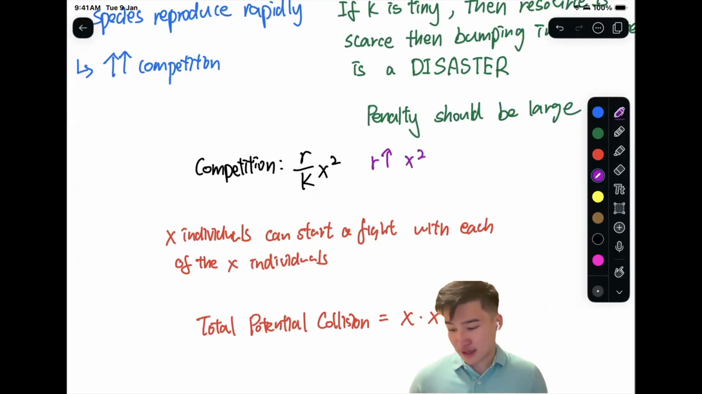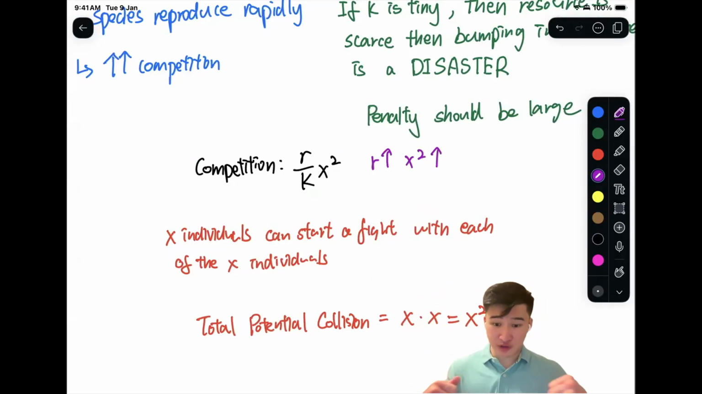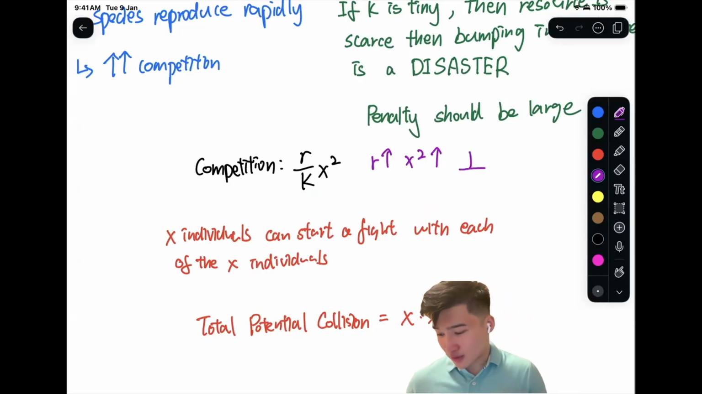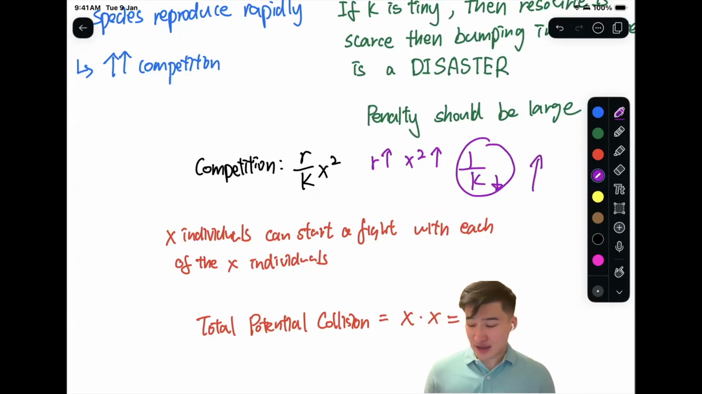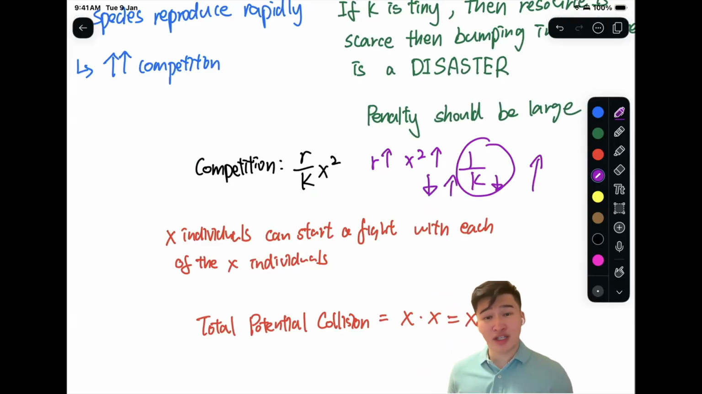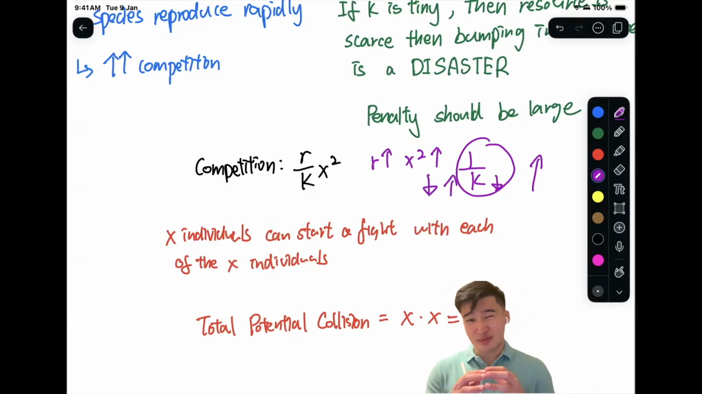As x squared increases, which is our population increase, there's more potential collision. And the reason why it is 1 over k is because as k is small, then the fraction is big. Conversely, if k is large, then the fraction is small. If k is large, meaning there's more available resource, then the competition is going to be a little bit lesser, right? I hope that makes sense.